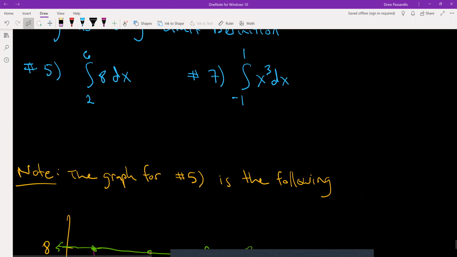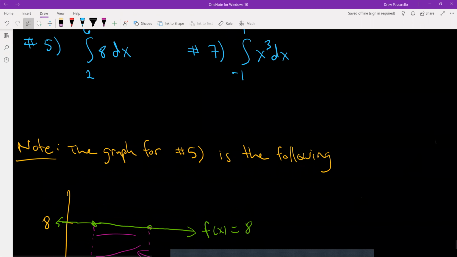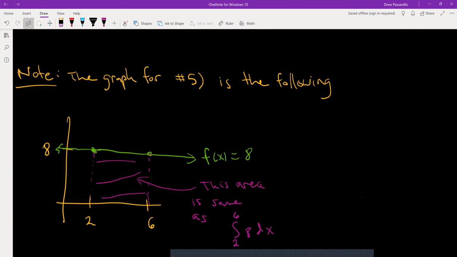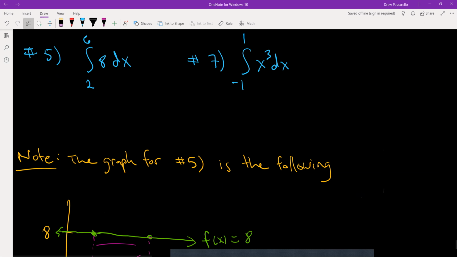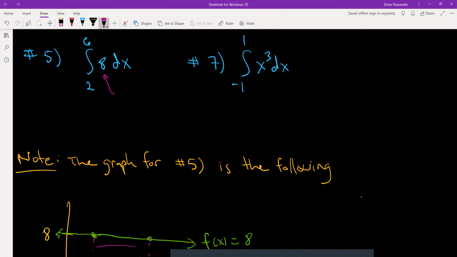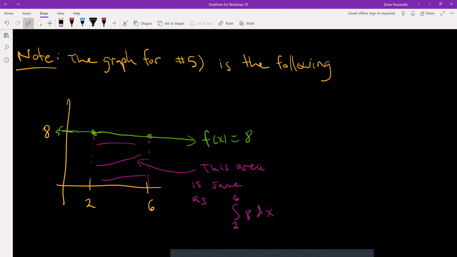Now, for number 5, I think it helps to visualize what's going on here. This is a graph for number 5. Your function f of x is what's inside of the integral sign. So our f of x is equal to 8. It's a constant function, and a constant function is just a horizontal line. And the a to b part, the 2 to 6, the bounds of the integral give you the interval from a to b.